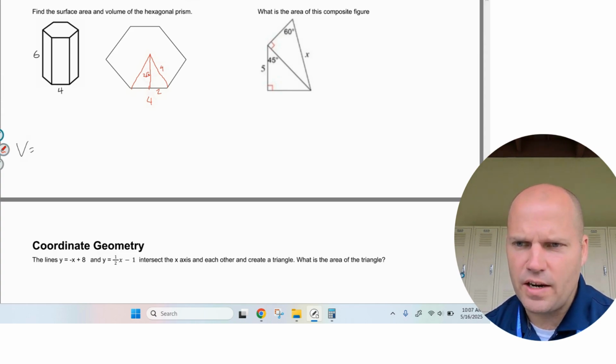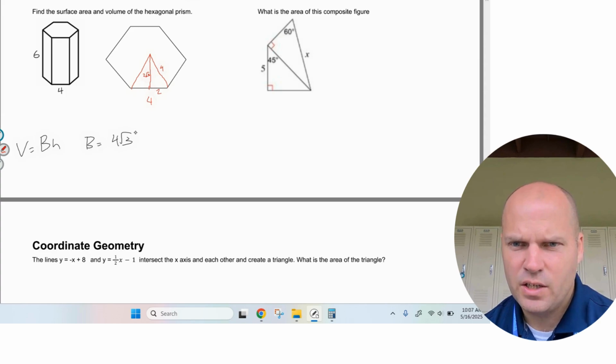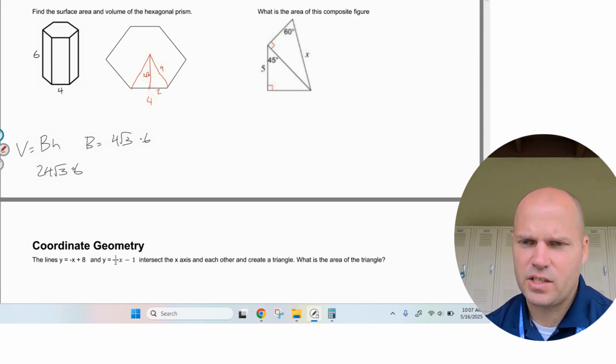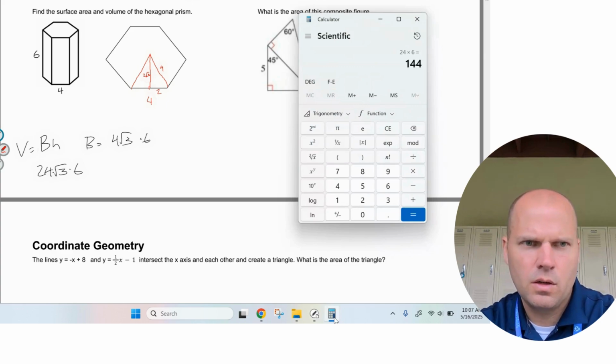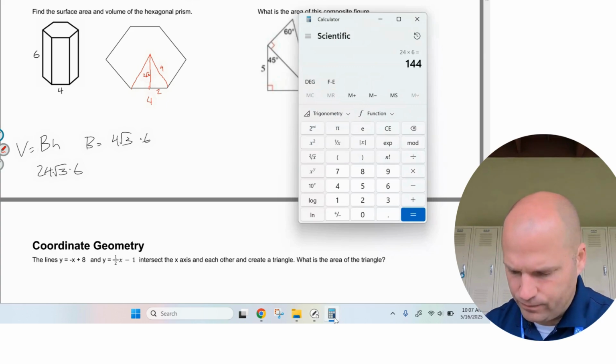So the volume is the area of the base times the height. The area of the base is this 4 root 3, the area of this triangle. That's half of the base times the height, times 6. 1, 2, 3, 4, 5, 6. So that's 24 root 3 times the height of 6. So 24 times 6 root 3. The volume is 144 root 3.